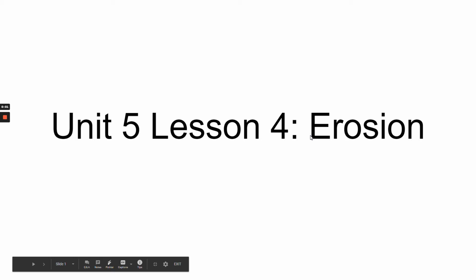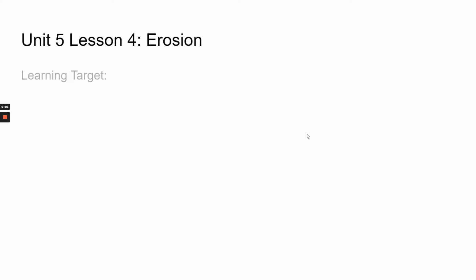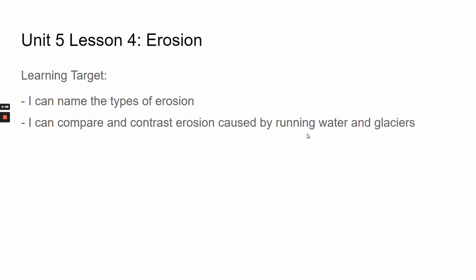This is Unit 5, Lesson 4, Erosion. So our learning target for this lesson: I can name the types of erosion, and I can compare and contrast the erosion caused by running water and glaciers.